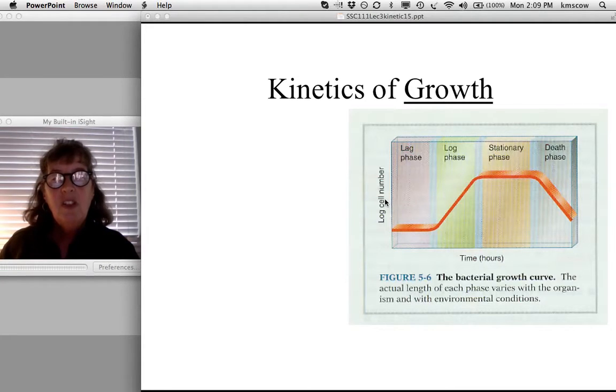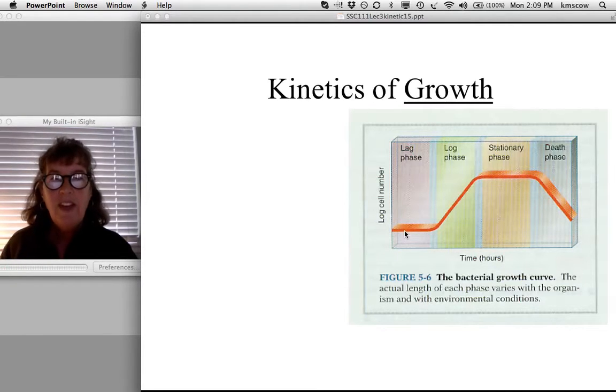So if we start out here with some logs, this is a log graph, log cell number. We're looking at that change over time. So this is perhaps a flask and it has some bacteria in it and some substrate has been added to it. And we're following what happens to the numbers of organisms in this flask. So you start out with a lag phase often.